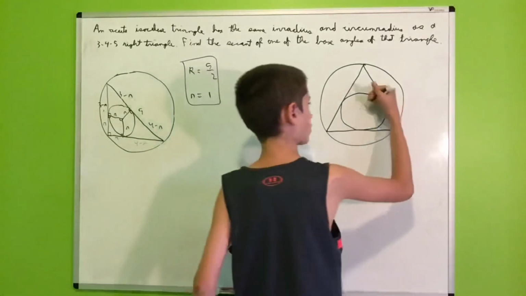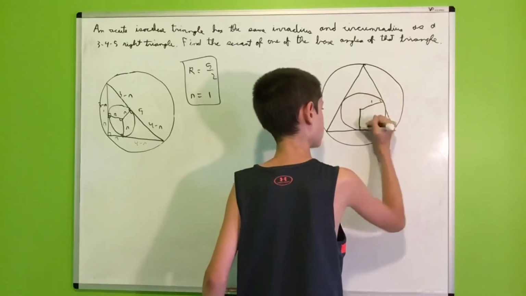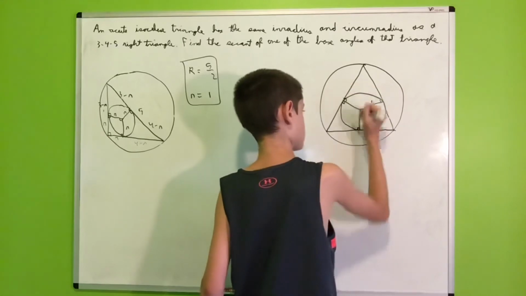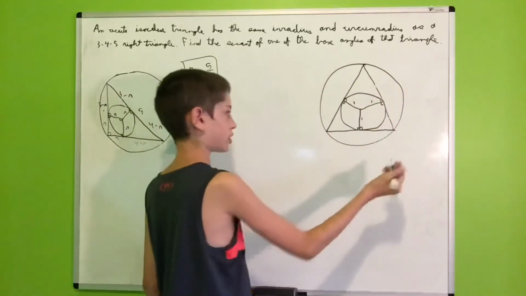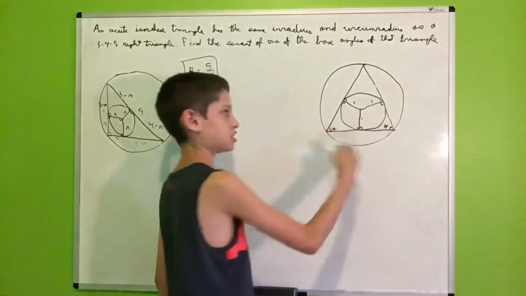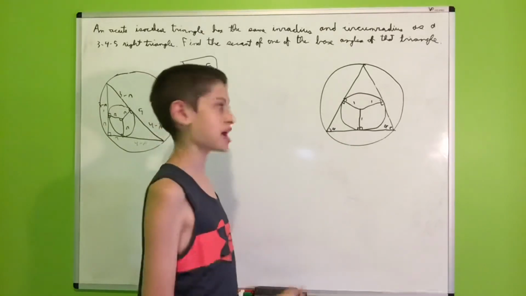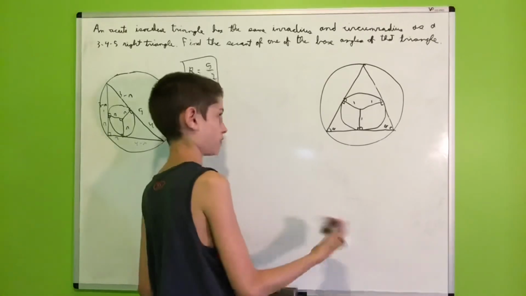So we know our inradius is 1, so let's draw this in. So all of these will be right angles. Okay, and let's call the base angle alpha, which means this will also be alpha. And basically what the question asks is what is the value of secant of alpha.